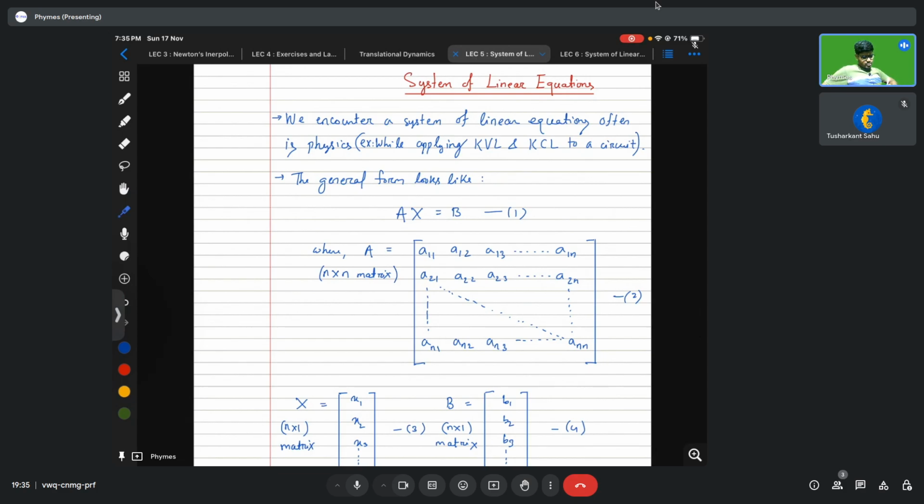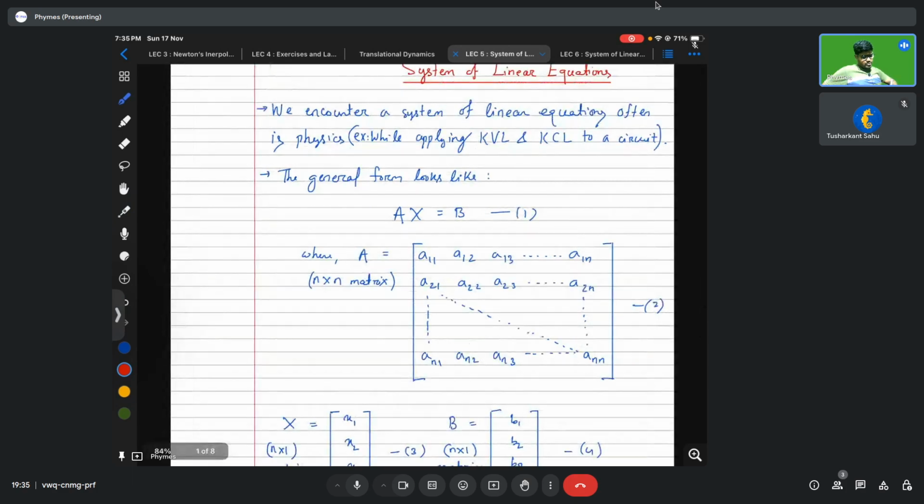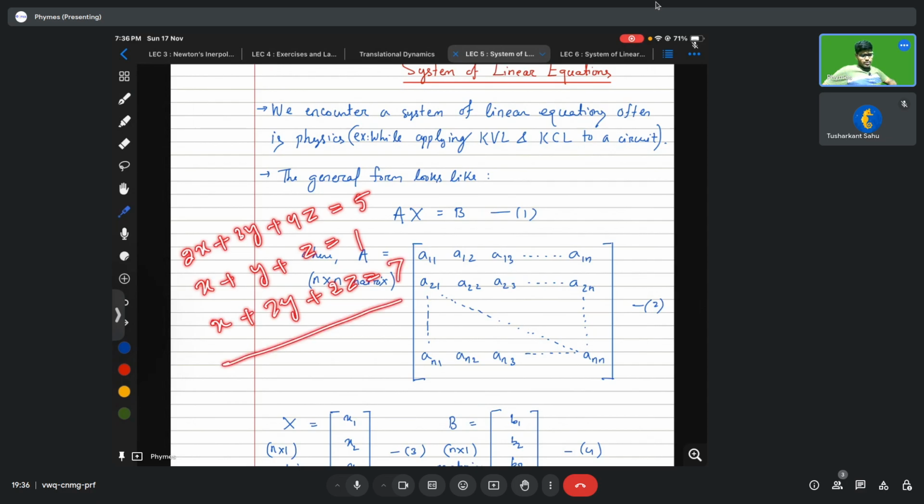In mathematics we often have the equations in a form like this. Suppose these are a system of linear equations. For example, 2x plus 3y plus 4z equals some quantity, suppose 5. Then x plus y plus z equals 1. Arbitrary equations I am writing here. And then suppose some x to y, then 2z equals 7. So you can call this a system of linear equations, right?